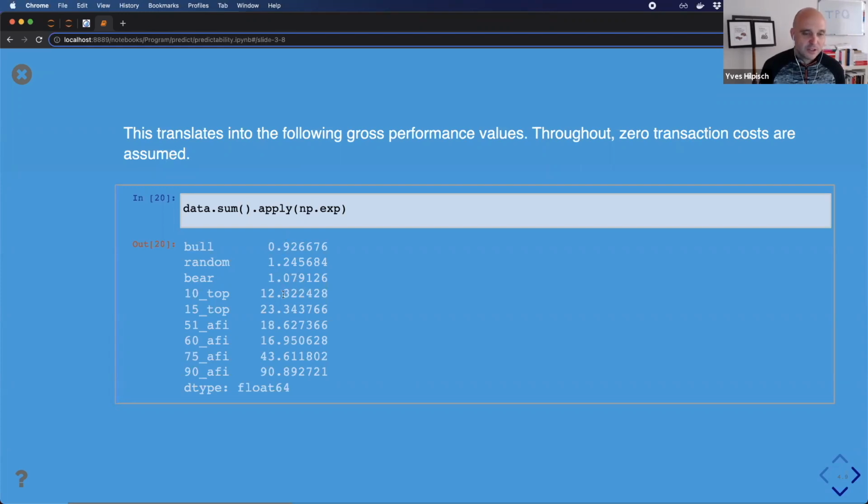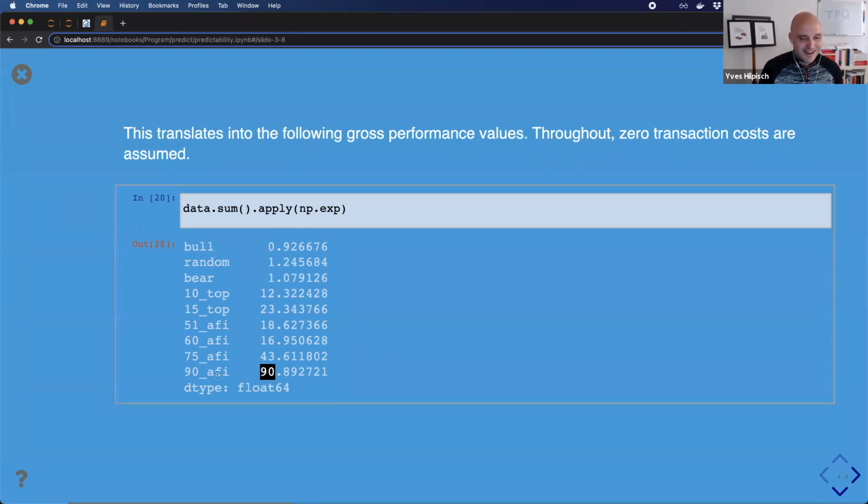And now we get into the world of the theoretical simulations. All the other ones are, of course, easy and straightforward to implement. Even a random strategy is straightforward to implement. Of course, transaction costs here are neglected. So the first one gives me like 12 times. This is not 12%, this is 12 times. These are cross-performance values, so every currency unit invested gives me 12 here. 23, so from 10 to 15, it's a huge impact. 51, 60, 75, 90%, we see here 90-fold over 5 years. This is, of course, absolutely exceptional.